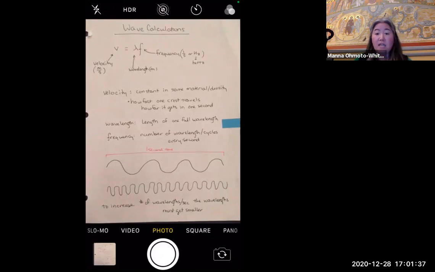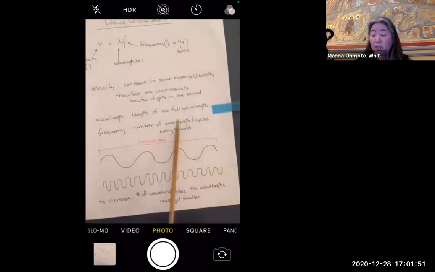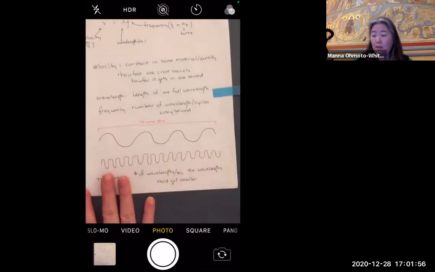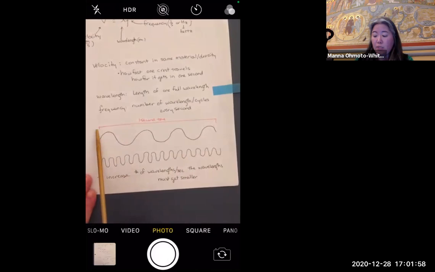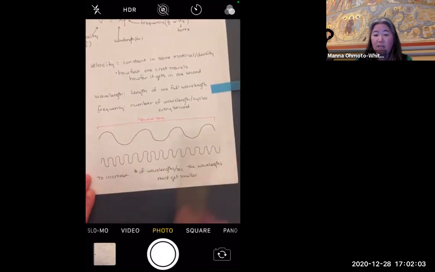The frequency is the number of wavelengths or cycles every second. So this is kind of like the way we think about charges or current. I'm standing in one space and I'm counting the number of wavelengths that pass by me in a number of seconds. So you can either write this as wavelengths or cycles per second, or we also use the unit hertz. So if I'm getting 3.5 wavelengths in 1 second, that's my frequency. My frequency is 3.5 per second.